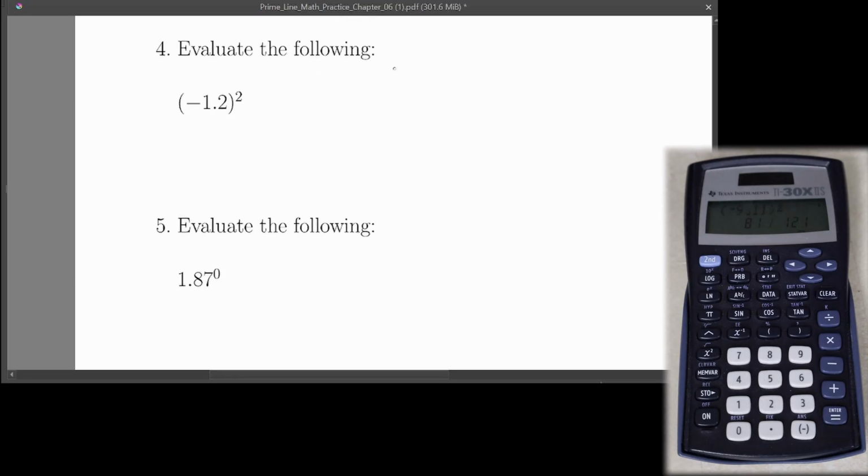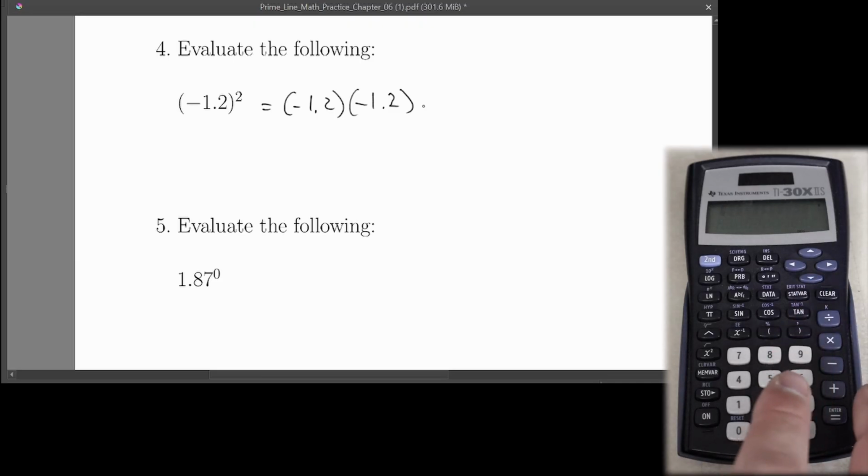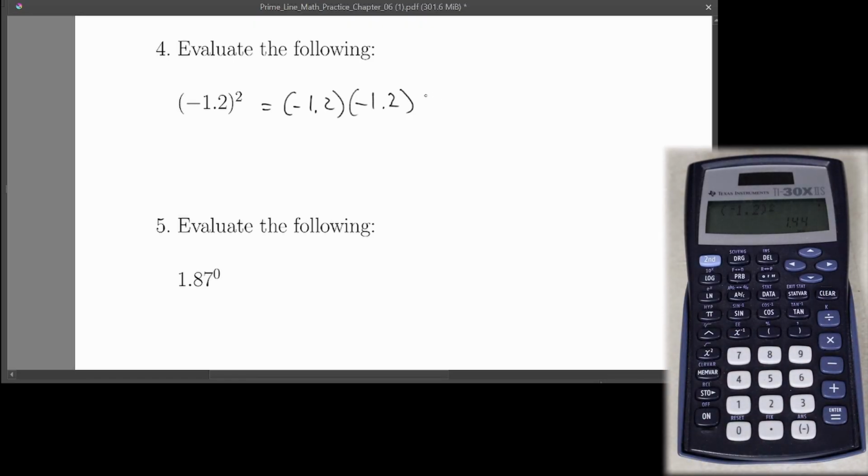Okay, similar to the last problem, this becomes a -1.2 times a -1.2. So we can type in a -1.2, square it, and our value is going to get us to 1.44.